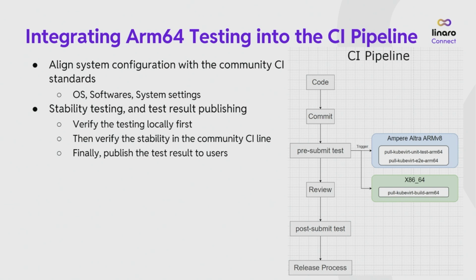And you can see in this chart, currently we have 3 online tests in the pre-submit CI/CD pipeline. We have the cross-compiling test running on an x86 machine, and we have the unit test and E2E test running on ARM server.